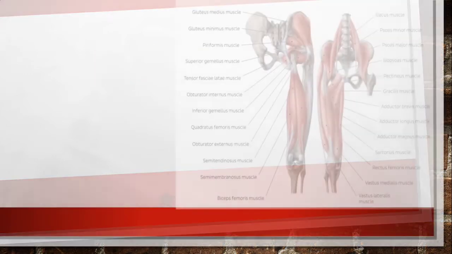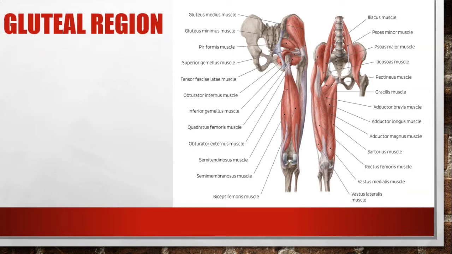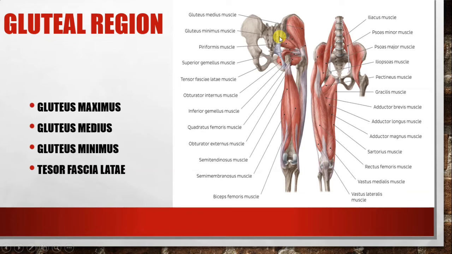So first of all, when looking at the posterior side of the body, we have two regions. First of all, the gluteal region, that is marked by the hip bone. The muscles that are present in the hip bone are called gluteal region muscles, or the whole region is called the gluteal region. Now, what are the muscles that it has? First of all, the gluteus maximus, gluteus medius, gluteus minimus, and tensor fascia lata. So we are going to discuss its origin, insertion, plus innervation and blood supply with its action. So let's start.